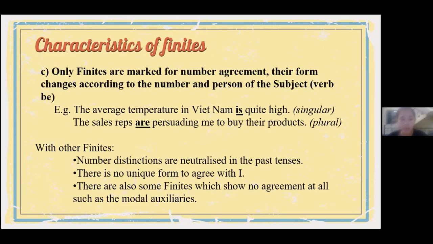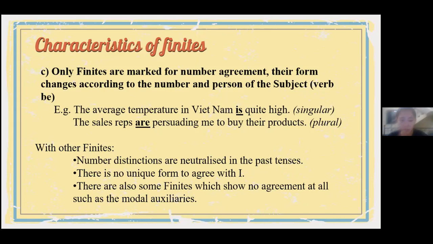The third characteristic of finites is that only finites are marked for number agreement. Their form changes according to the number and person of the subject, especially through the verb be. For example, the average temperature in Vietnam is quite high, so it is singular. The second one, the sales representatives are persuading me to buy their products. It is plural form.